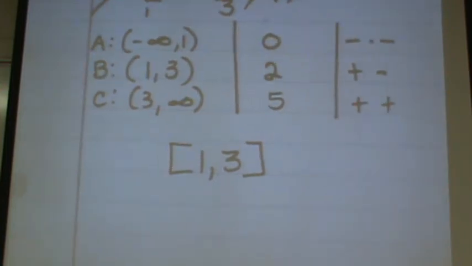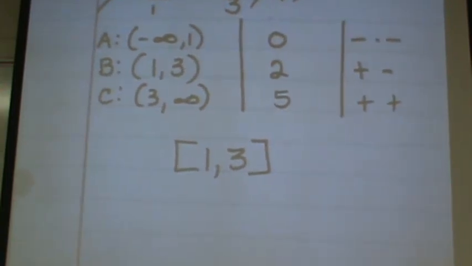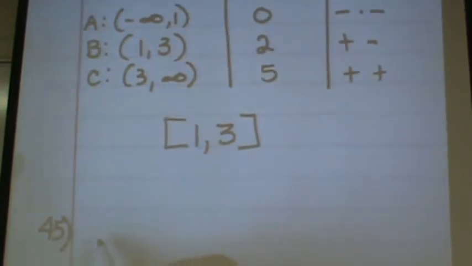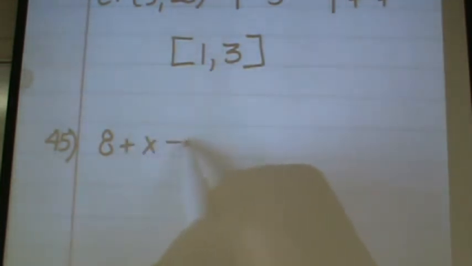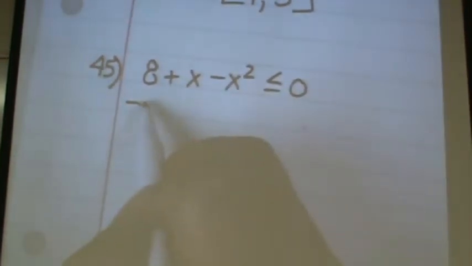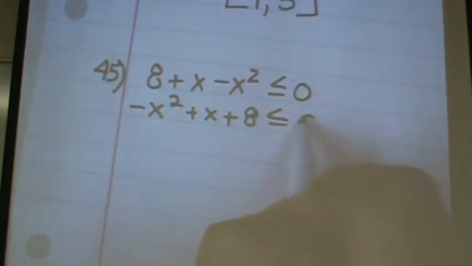Now we're going to do question 45. Question 45 says 8 plus x minus x squared is less than or equal to 0. Now this one, we're going to rewrite it. Let's rewrite it as negative x squared plus x plus 8 less than or equal to 0.